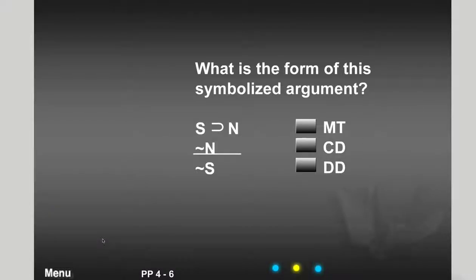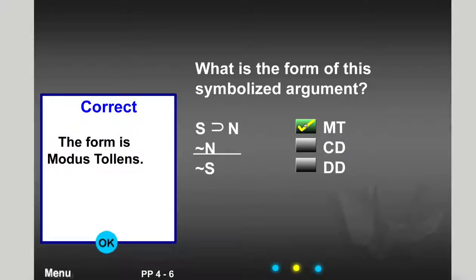What is the argument form seen here? If S then N, not N, right? We negate the consequent. Therefore, not S. So if this premise is true and this premise is true, this conclusion has to be true. We would find out from a truth table, and that is modus tollens, or the law of the contrapositive.